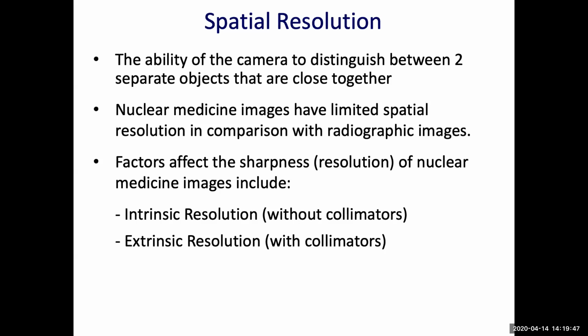But we do measure intrinsic resolution. We remove the collimator and measure, like there is a physics test to examine the resolution of the camera. If there is any problem with the electronics or the crystal, we can discover it by doing a test to measure the intrinsic resolution without the collimator. After that, we measure the spatial resolution with the collimator to make sure there is no problem with the collimator also.